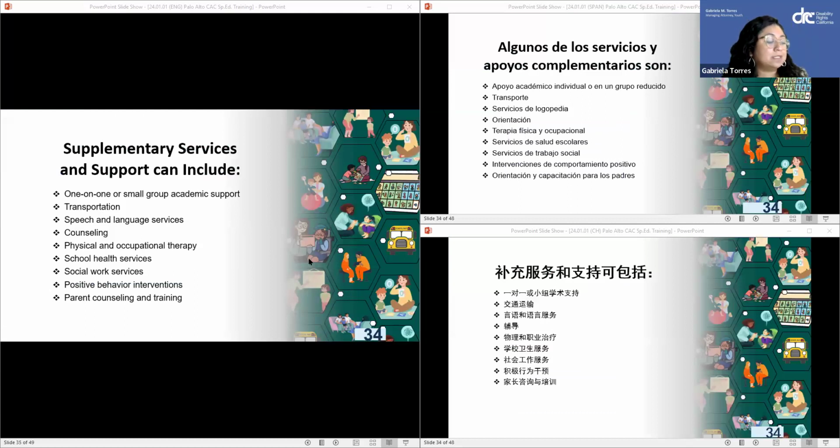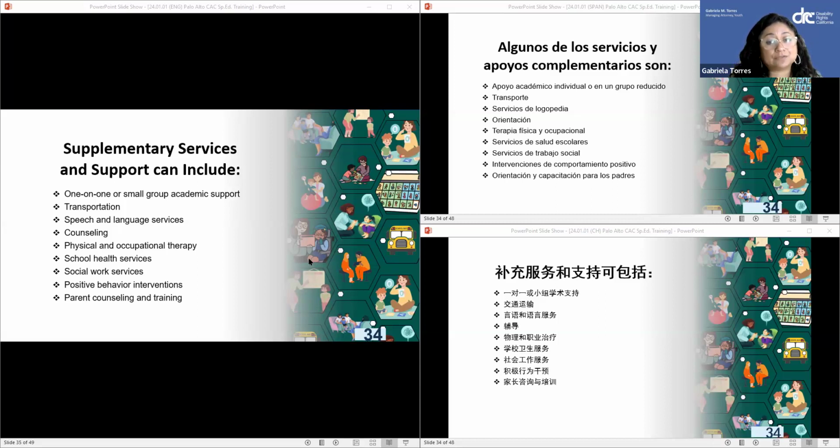Okay, yeah, so this is just a list of supplementary services and supports. Some of these we've already gone over, but I think they're also worth mentioning in addition. So a one-on-one or small group academic support is a service that can be provided to a student that's different from a special day class. It is really more tailored to the student.